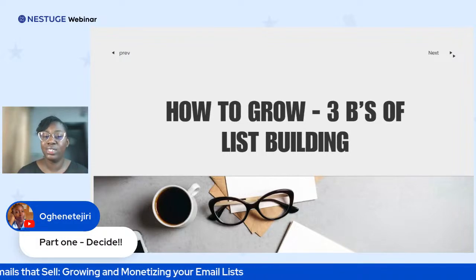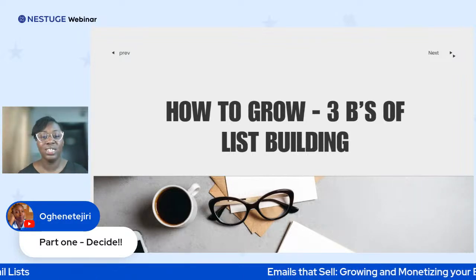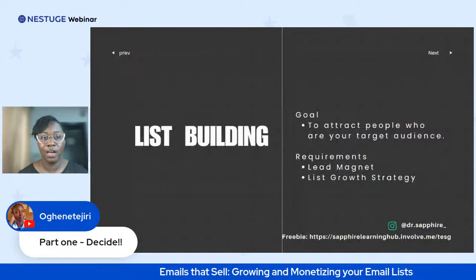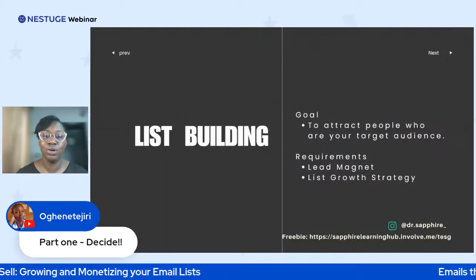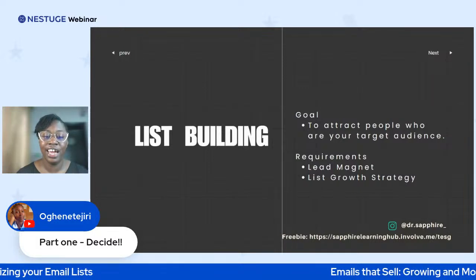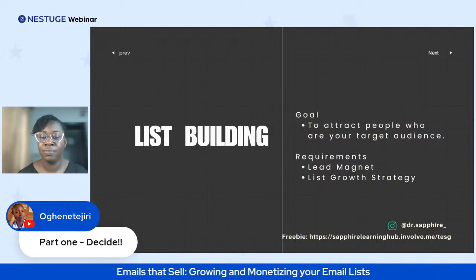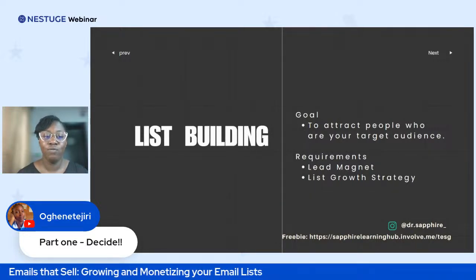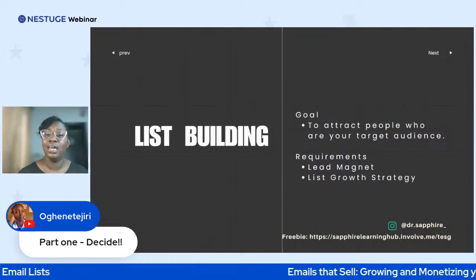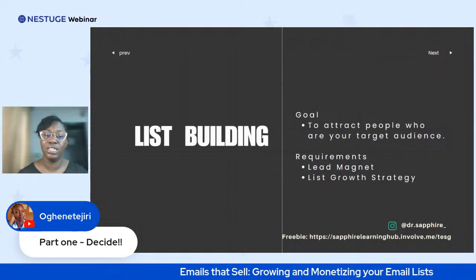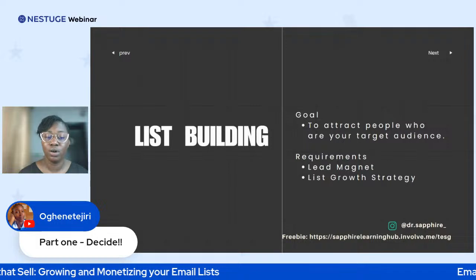So we are looking at the 3 C's. Remember that we'll first grow our email list before we monetize it. So what exactly is list building and what does it require? List building is simply how you attract people who are your target audience. This target audience should be underlined because remember, you do not want to attract any person to your email list. You don't need everybody on your email list. You need the people who are your ideal clients avatar, your ideal target audience, your ICA target audience, whatever it is you want to call it. Those are the people you want to attract.